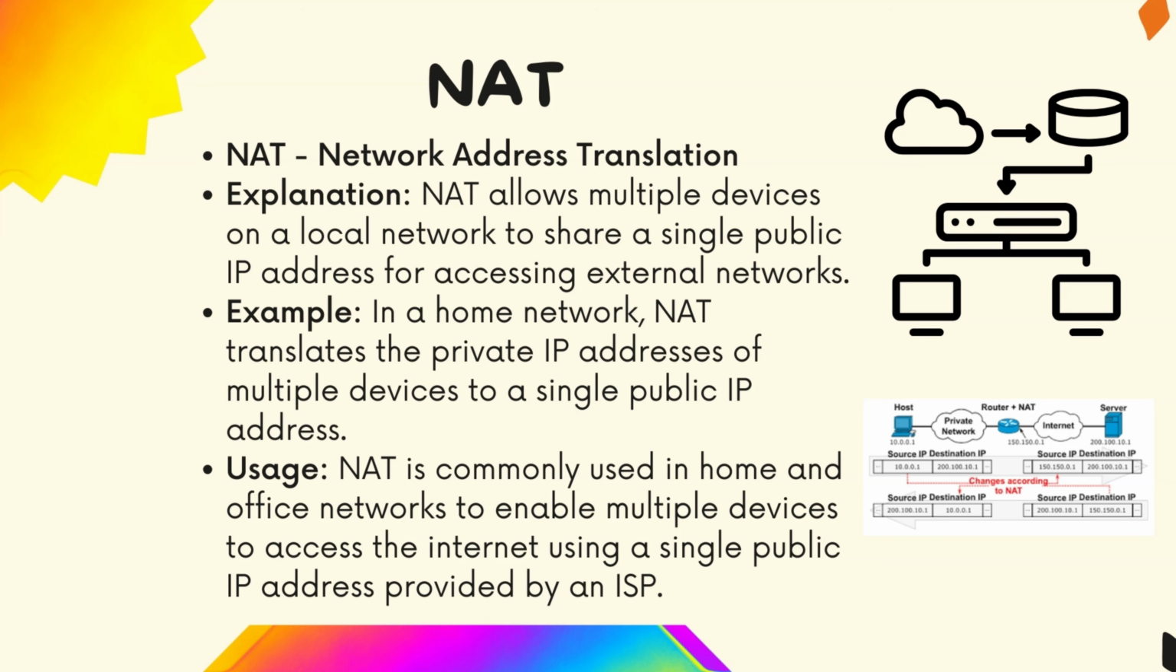NAT allows multiple devices on a local network to share a single public IP address for accessing external networks. It modifies the network address information in the IP header of packets while they are in transit, which enhances security and conserves IP addresses. With NAT, your home router translates private IP addresses of your devices to a single public IP address. This way, multiple devices can access the Internet simultaneously, while keeping your internal network structure hidden from the outside world. NAT also adds a layer of security by masking the internal IP addresses from external networks.